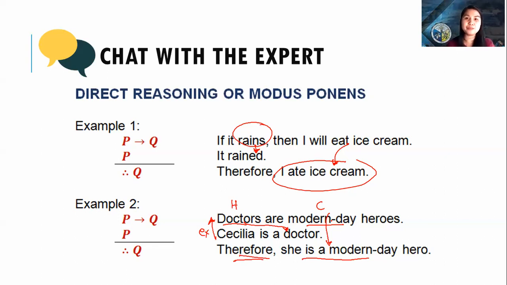Another example. MVCA students are intelligent. Pedro is an MVCA student. So, Pedro is intelligent. That is a valid statement, a valid argument. Reason, modus ponens.